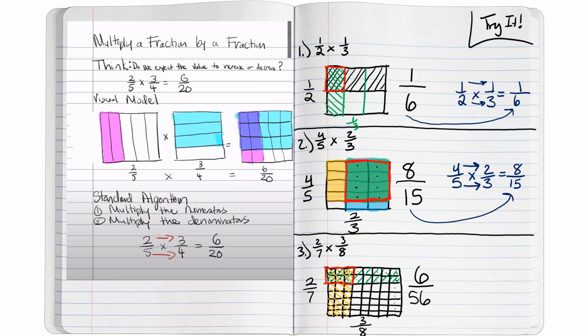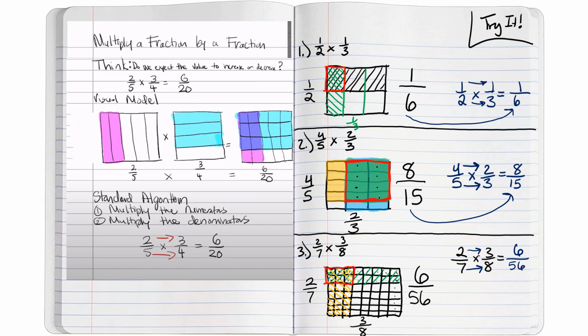Now let's prove it. Let's prove it using the algorithm. I'm going to do 2/7 times 3/8. I should be able to get the same answer with both strategies. 2 times 3 is 6. 7 times 8 is 56.